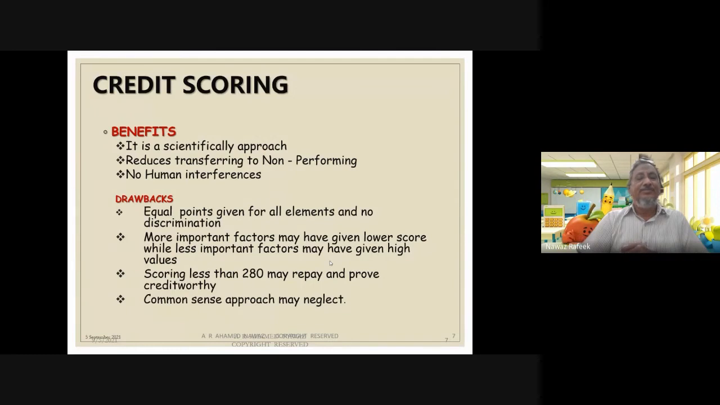Now, for example, types of facilities and the repayment method are much more important. The customer's credit history and the customer's character have a great impact on the conduct of a facility. But that has been rejected in credit scoring. A customer scoring less than 280 may repay and prove creditworthy, but the common sense approach may be neglected in this case.